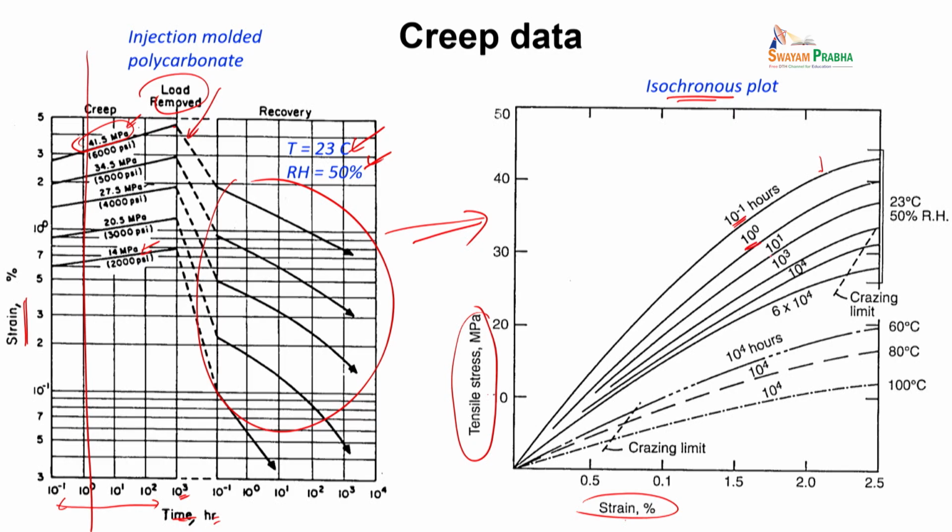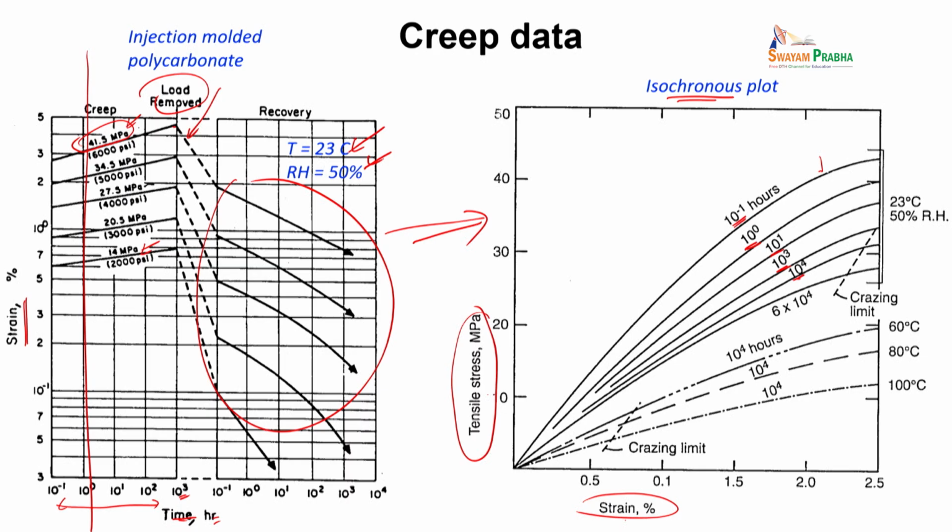At that fixed time you have done enough experiments, you go to each of these experiments and measure the stress, which is the applied load per unit area, and plot it against strain. You can see this at 0.1 hours, 1 hour, 10 hours, 1000 hours and 10 power 4 hours, and how the tensile stress and strain are related.